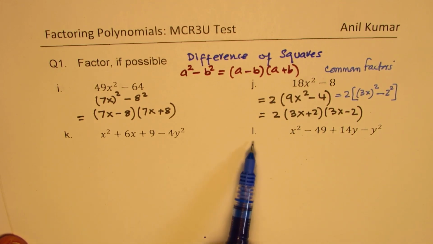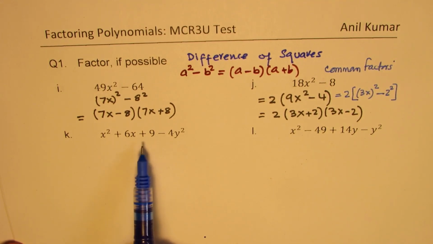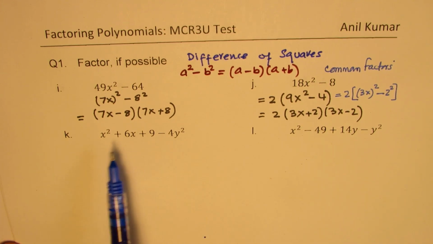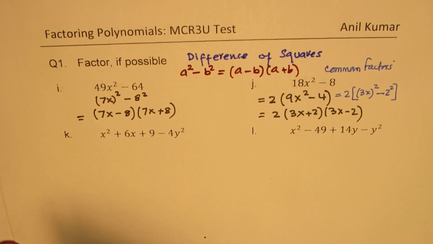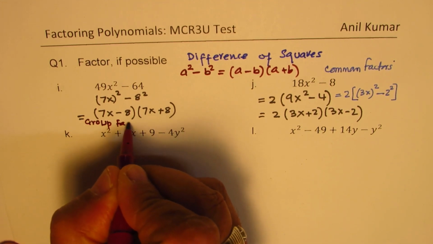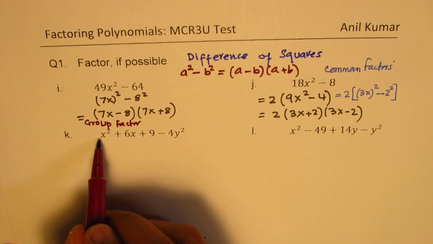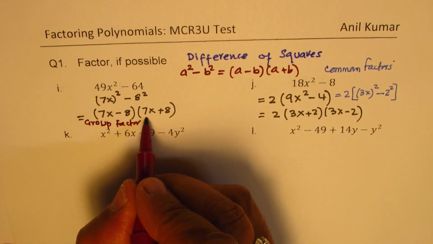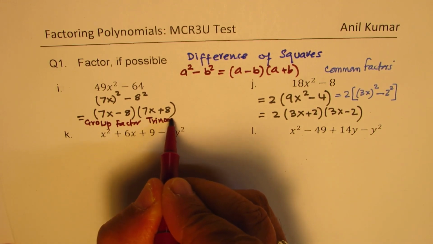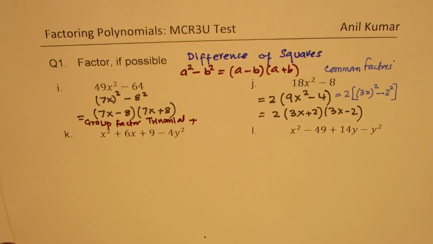Now here K and L are actually slightly difficult questions. Now here the technique will be that we have again 4 terms. So whenever you have 4 terms, in that case we'll definitely do group factoring, right? Now in this case, it is better to factor one group of trinomial. So group factor trinomial plus the difference of squares. That should give you these solutions. So let us see how.